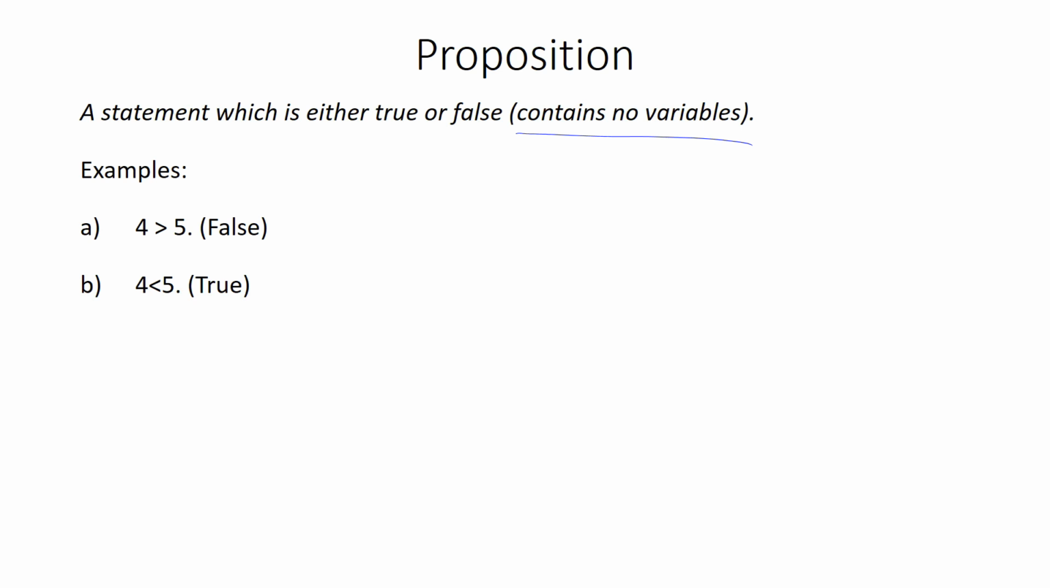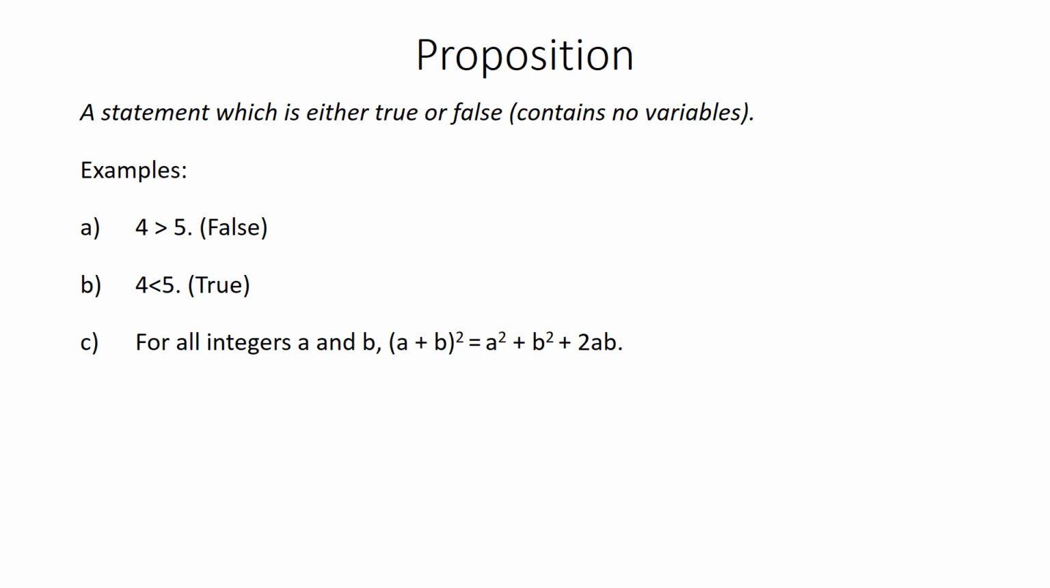Sometimes it's easy to determine whether a proposition is true or false, and sometimes it's not clear. Even though we know that it's a proposition, we may not necessarily know whether it's true or false. Let's take a few examples. So the examples here, 4 greater than 5 and 4 less than 5, very clearly these are propositions, and very clearly the first one is always false, the second one is always true.